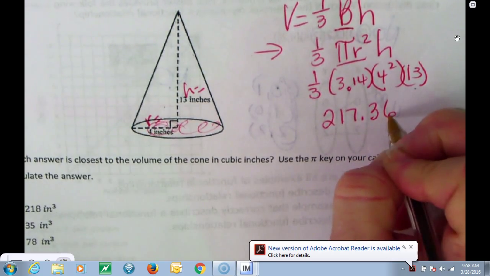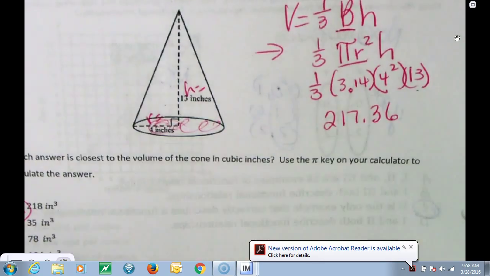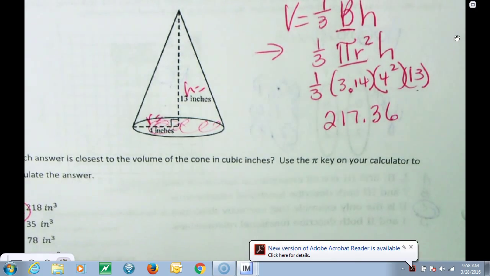$217.36. And so that's going to be 218. Guys, we can't miss volume questions. I hope as we go through here that you're getting more confident. You're going, oh, well, I know how to do volume of a cone. Oh, I know how to find the slope. I know how to do these things.